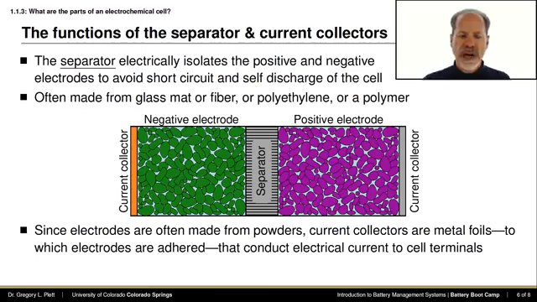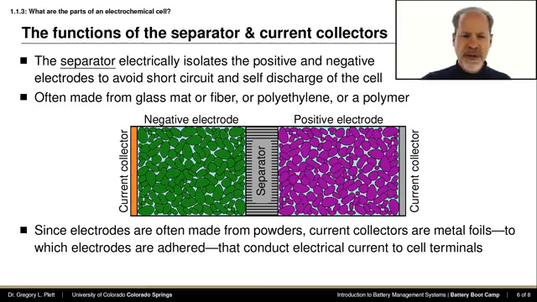So instead we attach the external terminals of the battery cell to metallic foils that are called current collectors. And the electrode powders are somehow adhered to the current collectors to allow the electrons to flow from the electrode to the current collector to the outside circuit, and then on the other side of the cell from the outside circuit to the current collector and to that electrode.